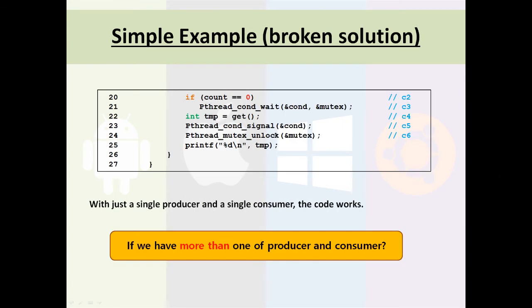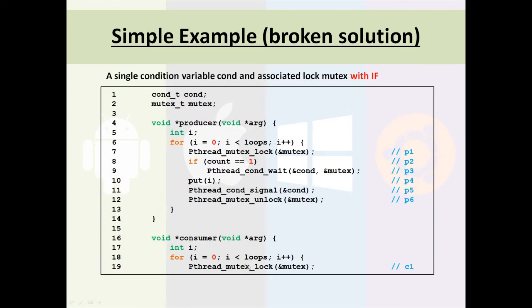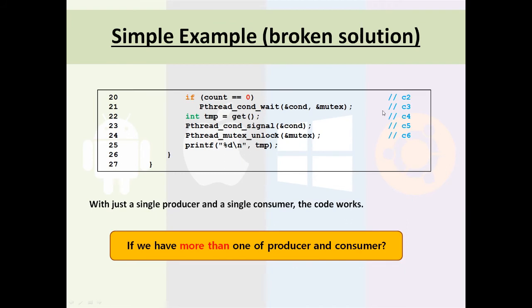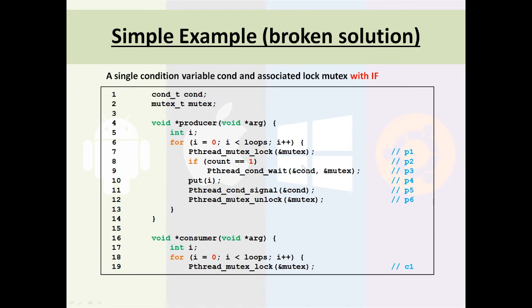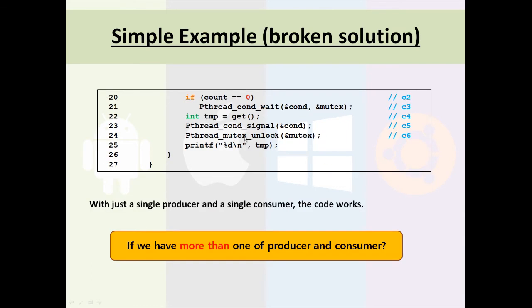And conversely, the consumer has the exact same logic here at C1 to C3, where it waits for a different condition, a fullness condition, right? Instead of waiting for the buffer to be empty in the producer, we wait for the buffer to be full in the consumer. So this is a simple solution to incorporating our conditional variables into the producer-consumer problem.